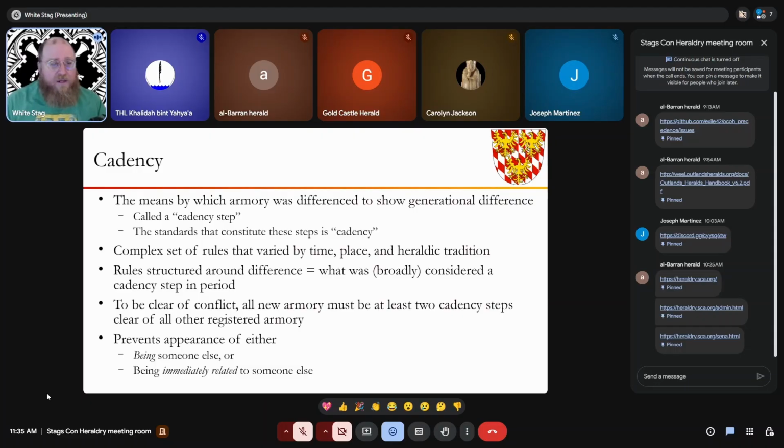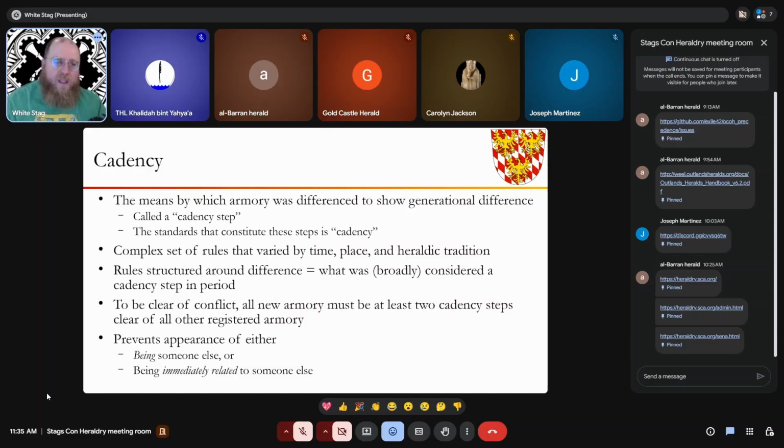Cadency in Germany, in the German-speaking tradition, the German lands, because Germany didn't exist at the time, was often done through differencing the crest. So in the achievement, you have the arms, you have the helm and mantling, and then the thing on top of the helm is the crest. They would difference the crest, and the arms would be undifferenced.